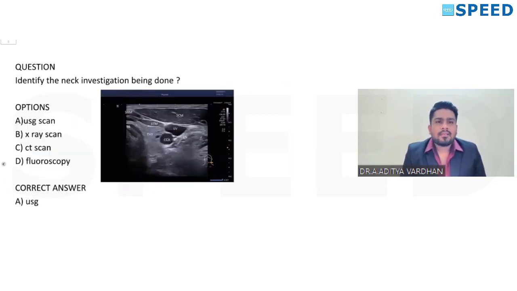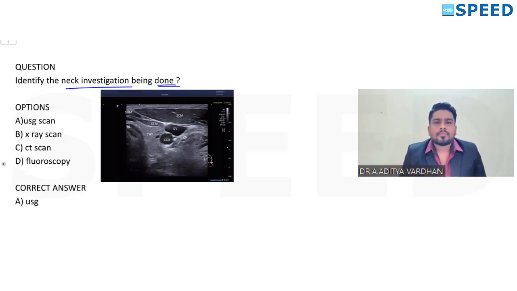The question here is, identify the neck investigation being done. Friends, here you must understand that in radiology, sure shot I will tell you, if they are asking you 10 to 15 questions, at least 1 to 2 questions will be on this category. They want you to know basically what the image is, whether it is an X-ray image, an ultrasound image, a CT image, an MRI image, or any special investigation. It is basic, at PG aspirant level.